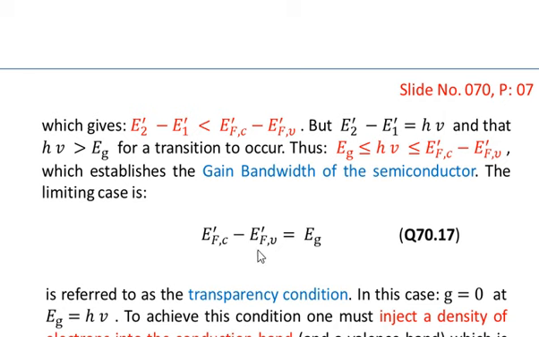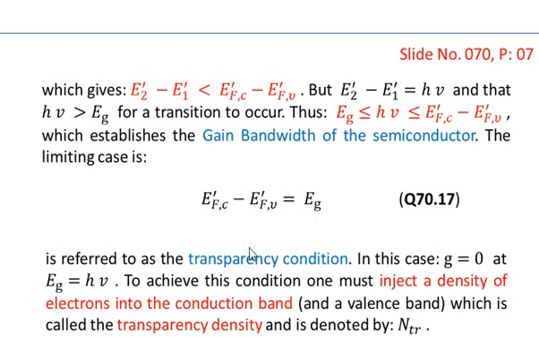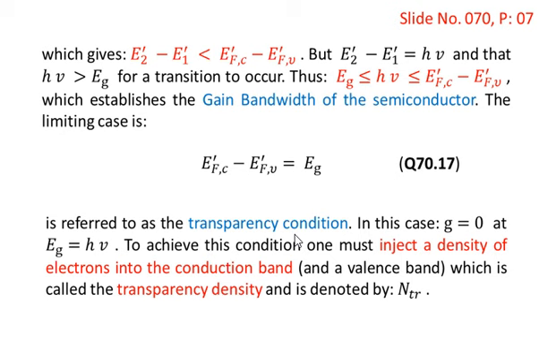So you see that the difference between the two Fermi levels will be exactly equal to Eg, which is the band gap energy between the two bands. That is, Eg is the energy gap between the top of the valence band and the bottom of the conduction band. This condition is referred to as the transparency condition. In this case, the gain is equal to 0 at Eg equal to h nu.